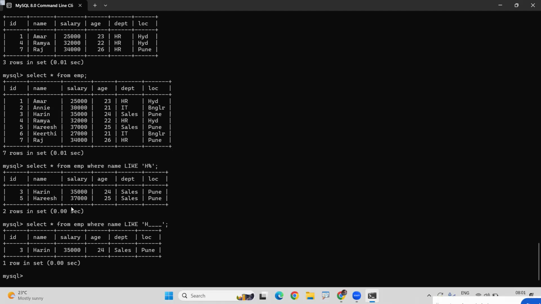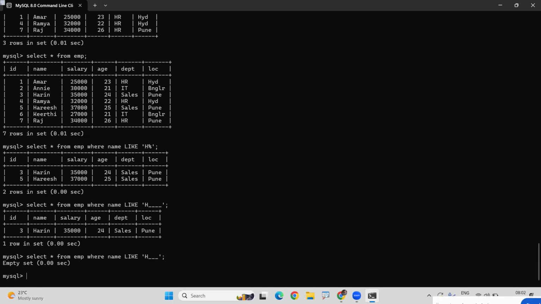Hope you understood the difference now. Percentage matches zero or more characters. Underscore means exact match. So H is the first character, and if the remaining 4 characters are there, then it will display. For example, if you give H with only 3 underscores, nothing will be displayed because no name starting with H consists of only 4 letters.